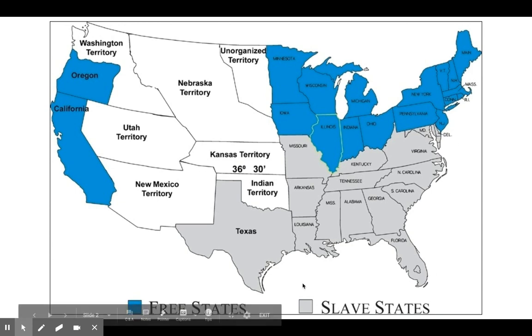Then here in the gray are all the slave states. So we have Delaware, Maryland, Virginia. Eventually this will break off, and then we also will have West Virginia, Kentucky, Missouri, Tennessee, North Carolina, South Carolina, Georgia, Florida, Alabama, Mississippi, Arkansas, Louisiana, and Texas. So you can already start seeing the split in the United States and what's happening in this natural border that's along the Ohio River. That goes right here.